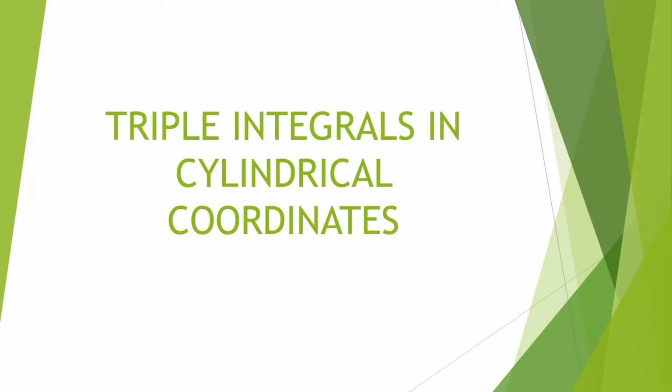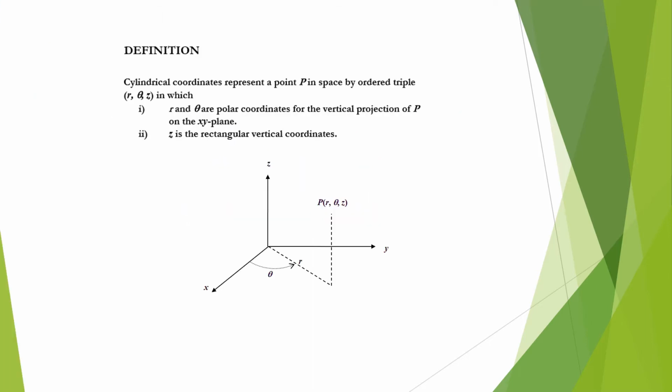Triple integral in cylindrical coordinates. The cylindrical coordinates represent a point P in space by an ordered triple r, theta, and also z, in which r and theta are polar coordinates for the vertical projection of P on the xy plane, while z is the rectangular vertical coordinate.